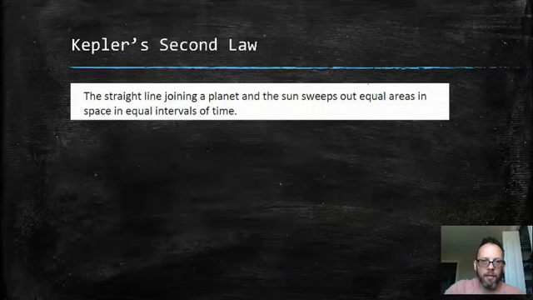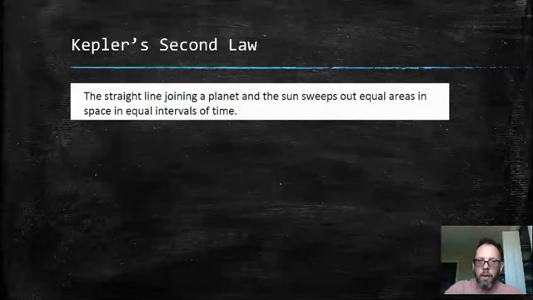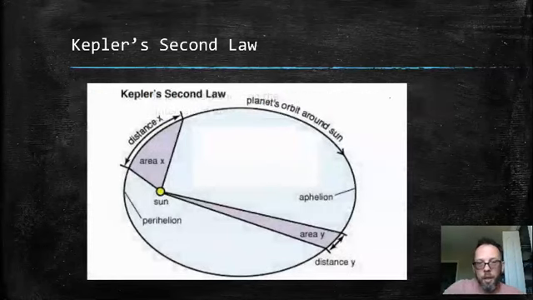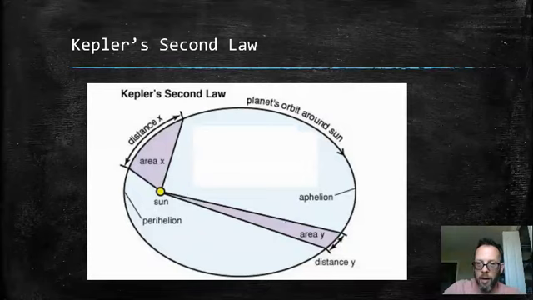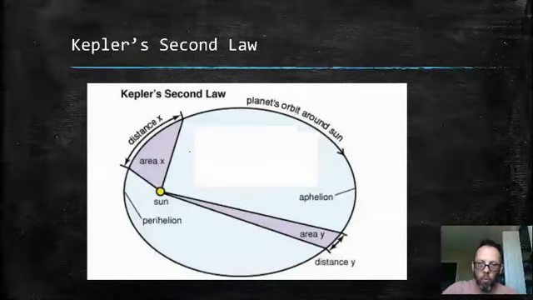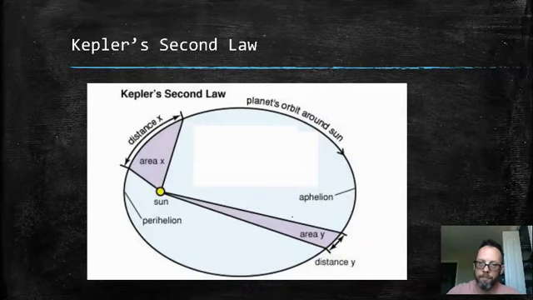Kepler's second law says that the straight line joining a planet and the sun sweeps out equal areas in space in equal intervals of time. This visual illustrates that. These two separate areas represent the same chunk of time. You can see area X is more squashed, but it's wider. Area Y is a lot thinner, but it's longer. And these two purple areas, area X and area Y, are equal.